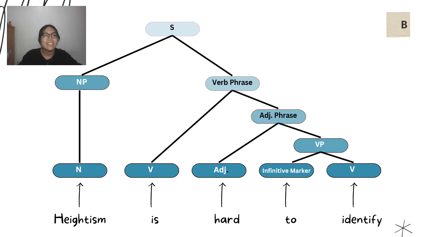And the second sentence is "Hateism is hard to identify." The sentence consists of a noun phrase and a verb phrase. The noun phrase comes from the noun hateism, and the verb phrase comes from the verb is, and also contains an adjective phrase from the adjective hard, and a verb phrase from the infinitive marker to and the verb identify.